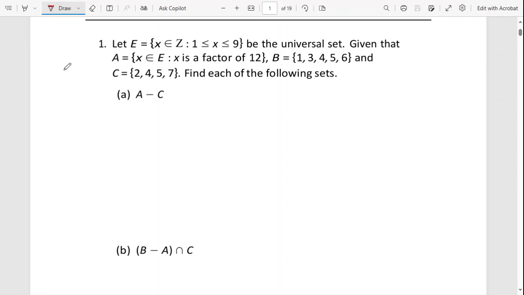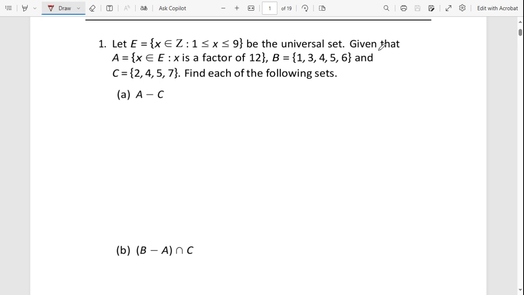This is mathematics, tutorial sheet number 1. So let's start with question number 1, which says: let E have the element x, which is a member of integers, such that 1 is less than or equal to x, which is less than or equal to 9. Okay, that's a universal set.